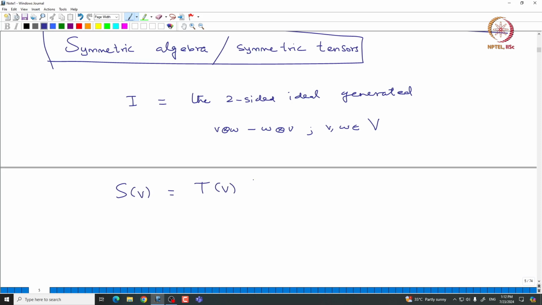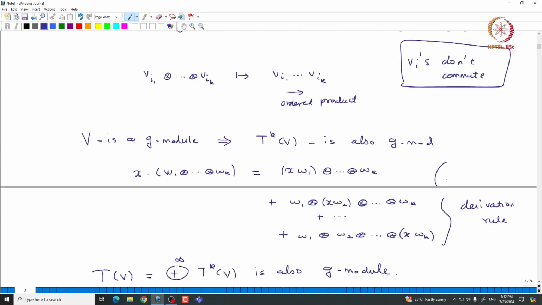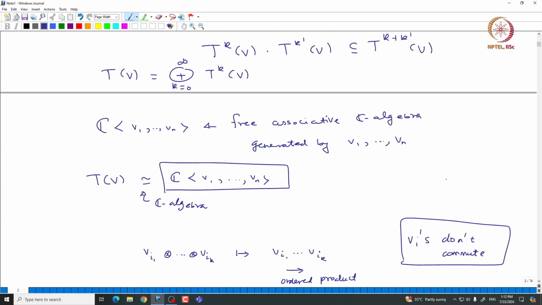So, you take T of V modulo I. That is what is called the symmetric algebra. So, purely from an algebra point of view, what we are doing: the tensor algebra gives us the free associative algebra generated by the variables V1 etc. Vn, where V1 etc. Vn do not have any relations between them. That means, whenever you consider the monomial Vi1 etc. Vik, the order in which that is written matters for us.